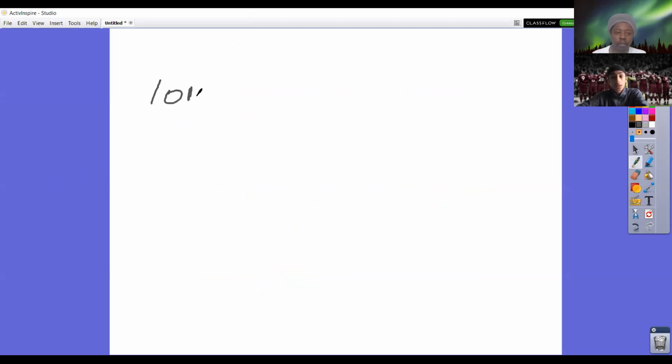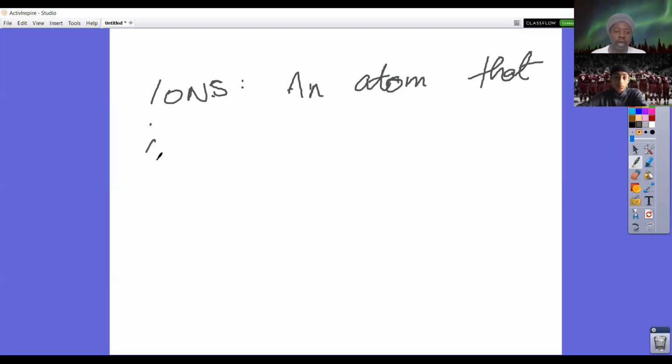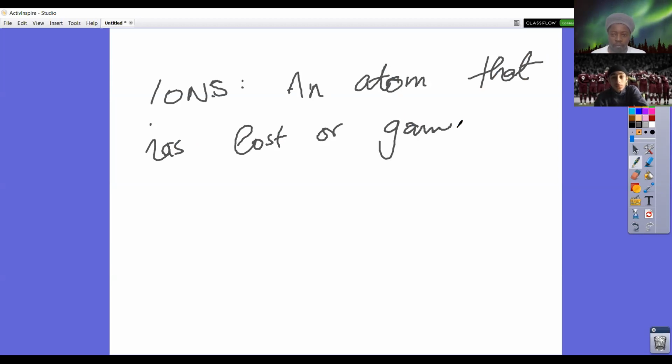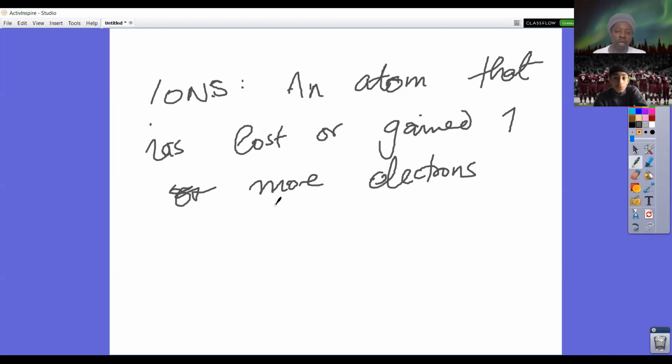Okay, so ions. We say an ion is an atom that has lost or gained one or more electrons. If my atom gains electrons, what kind of charge does it become? Negative. Absolutely. And if it loses electrons, it becomes positive because it's now got a surplus of positive charge. So far, so good.